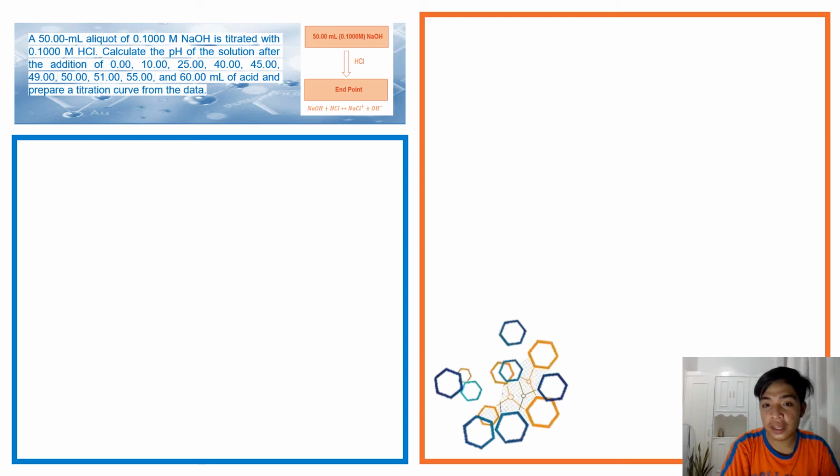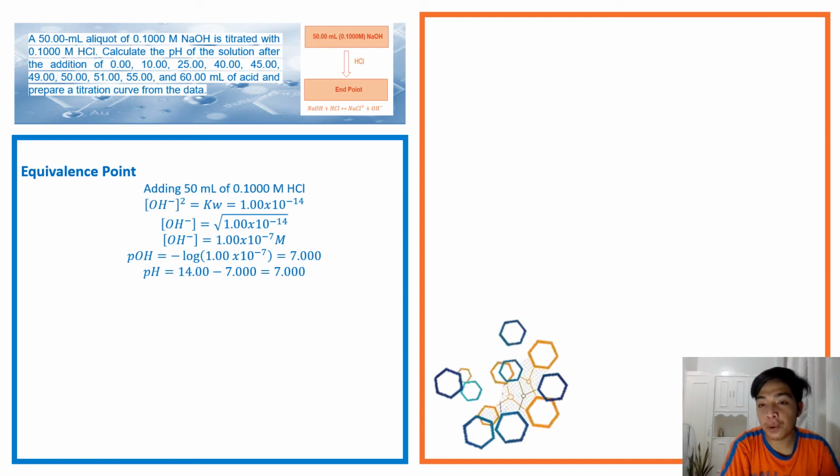Now that we are done with the pre-equivalence point, let's proceed to the equivalence point. At the equivalence point, the concentrations of the hydronium ion and the hydroxide ion are equal. So we're going to use the ionization constant of water, which is 1.00 times 10 to the negative 14, since it is equal to the hydronium ion multiplied by the hydroxide ion. From this, we will get the concentration of hydronium ion and hydroxide ion as 1.00 times 10 to the negative 7. And from this, we will obtain the pH as the negative logarithm of 1.00 times 10 to the negative 7, which equals 7.